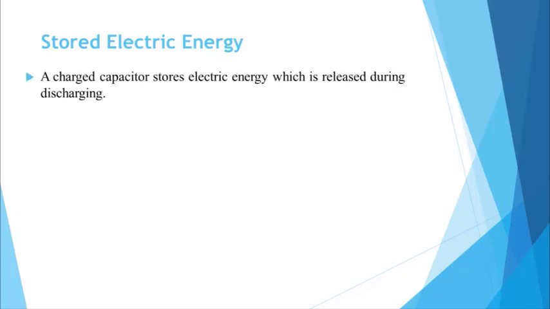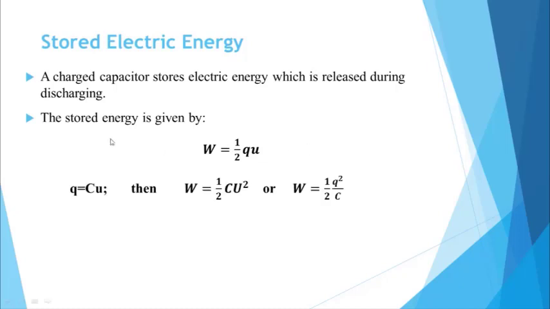A charged capacitor stores electric energy which is released during discharging, but how can we calculate this stored electric energy? Here we use the symbol W for the energy, which is equal to half Q times U. If we substitute in this equation instead of Q, C times U, then we will get W is equal to half C U squared. And if we substitute instead of U, Q divided by C, then we will get W is equal to 1 over 2 Q squared divided by C.